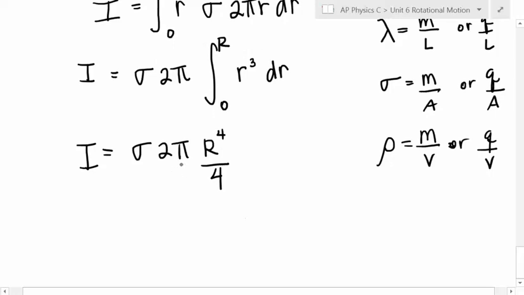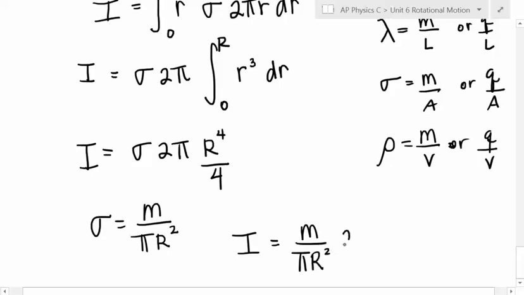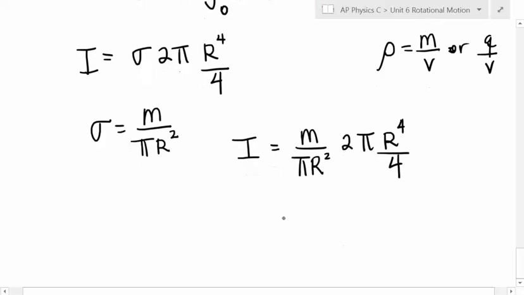All right, so now what is sigma, just like Kahan asked. Sigma is the mass per area, and the area of my disk would be pi capital R squared, if capital R is the radius of my disk. So if we do a substitution, I is equal to m over pi capital R squared, times 2 pi capital R to the 4 over 4. And what does that reduce to?